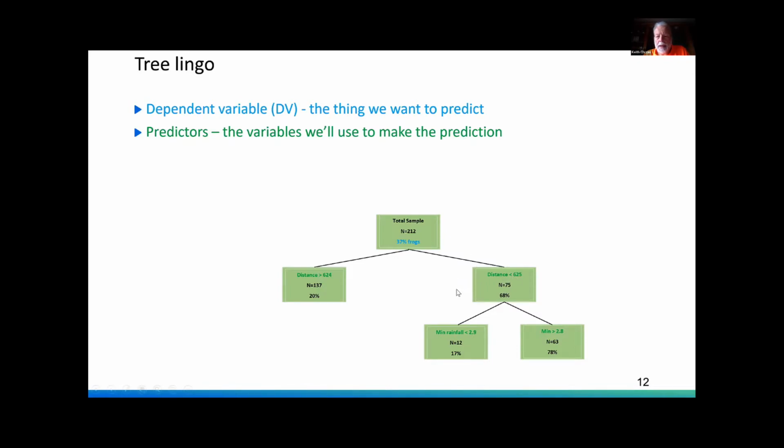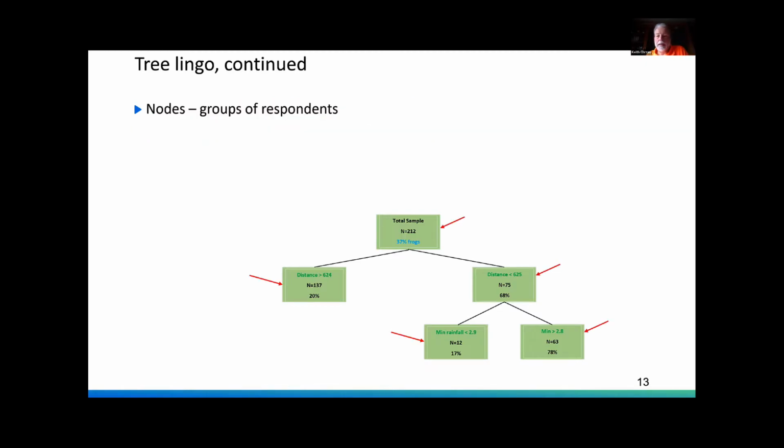And then within this group here, we have another predictor variable, the minimum amount of spring rainfall. If there's not a lot of spring rainfall, then there's only a 17% chance of finding frogs. And if there's a lot of spring rainfall, we've got a 78% chance of finding frogs. So that's what a tree looks like. So some more language here. Each one of these groups is called a node. It's a group of respondents when we'll be doing our studies based on our simulations. But right now, these are groups of locations.